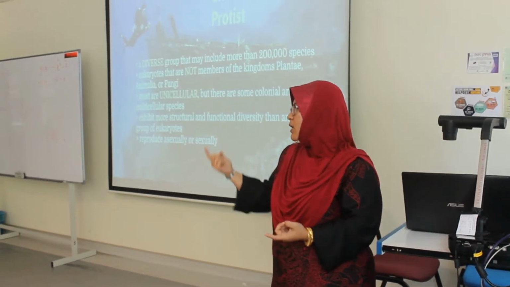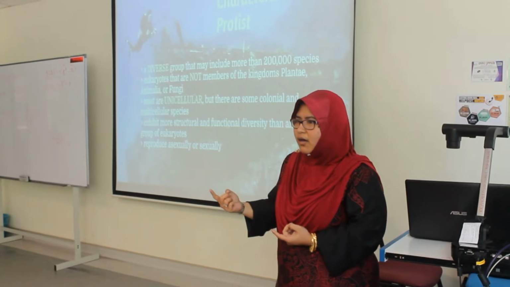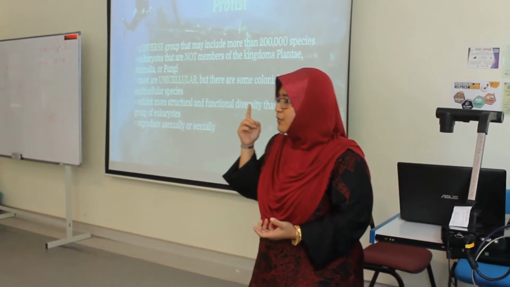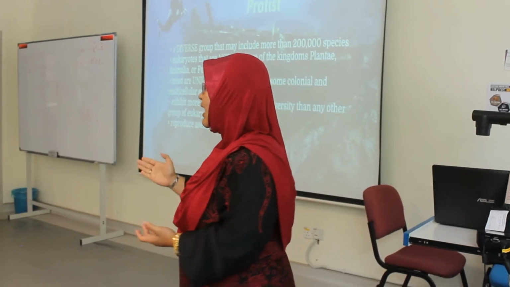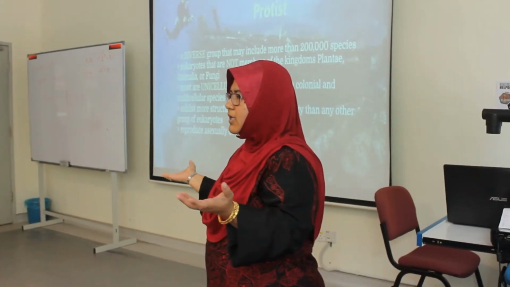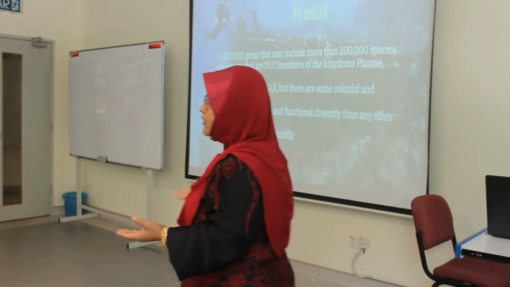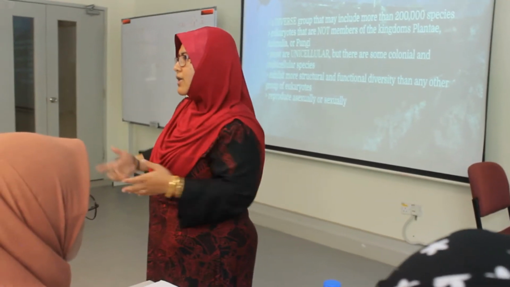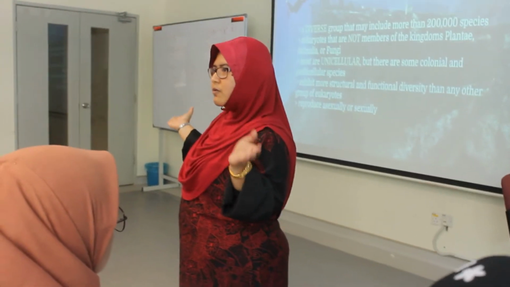Even human, we only have one species, isn't it? Homo sapiens, that's just one. They are more than that. I believe they are still undiscovered. So there are more than 200,000 species. And if I'm right from my reading, only about 64,000 species have been named until today. So there are still hundreds of thousands left to be discovered.